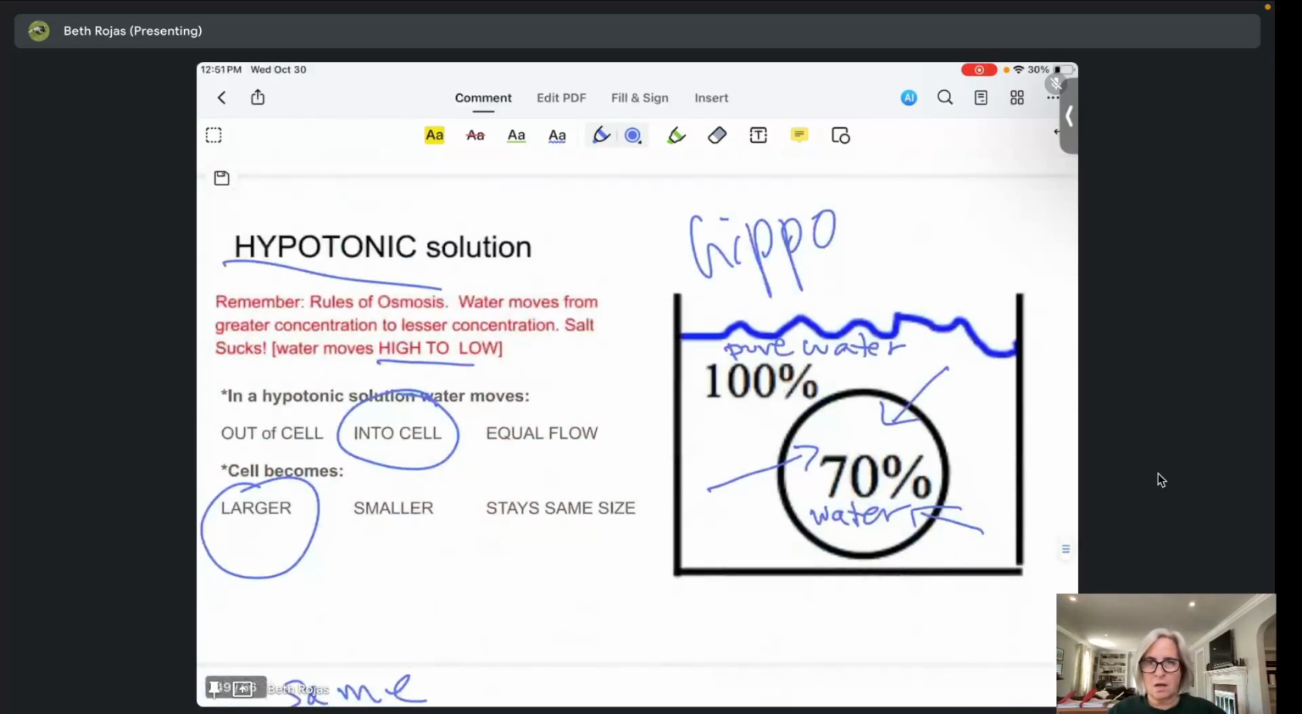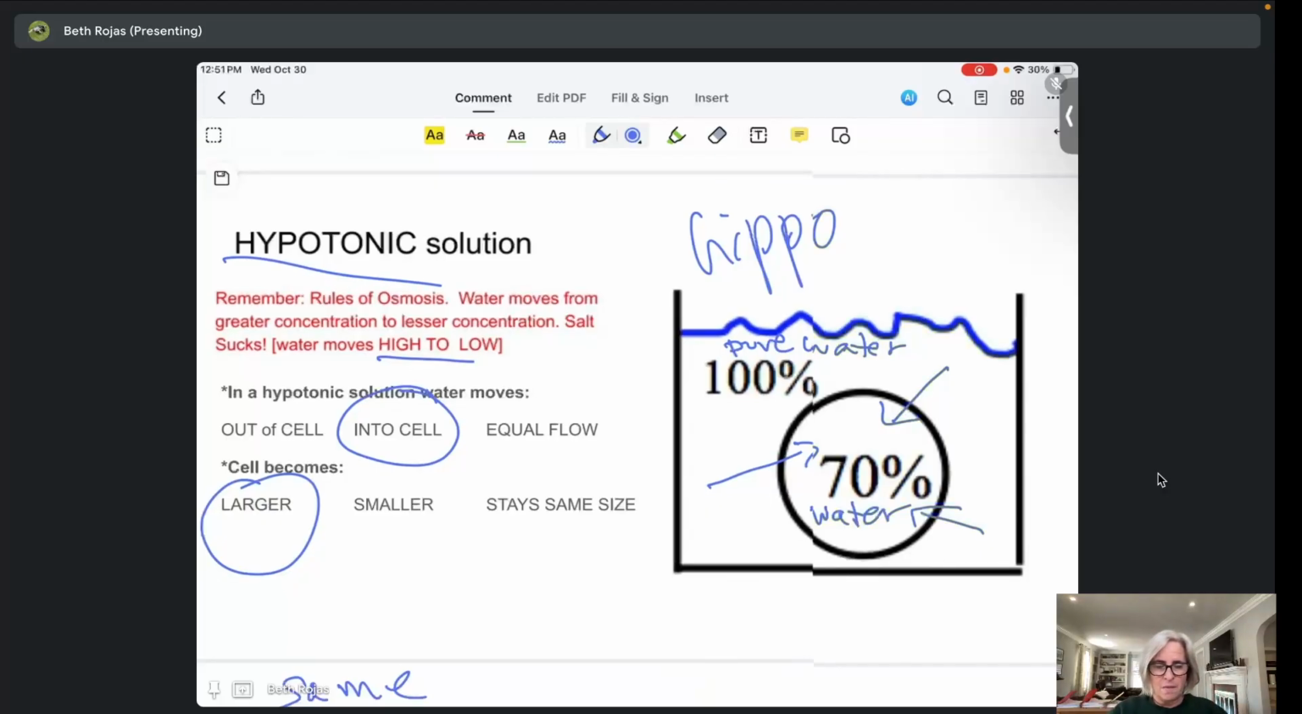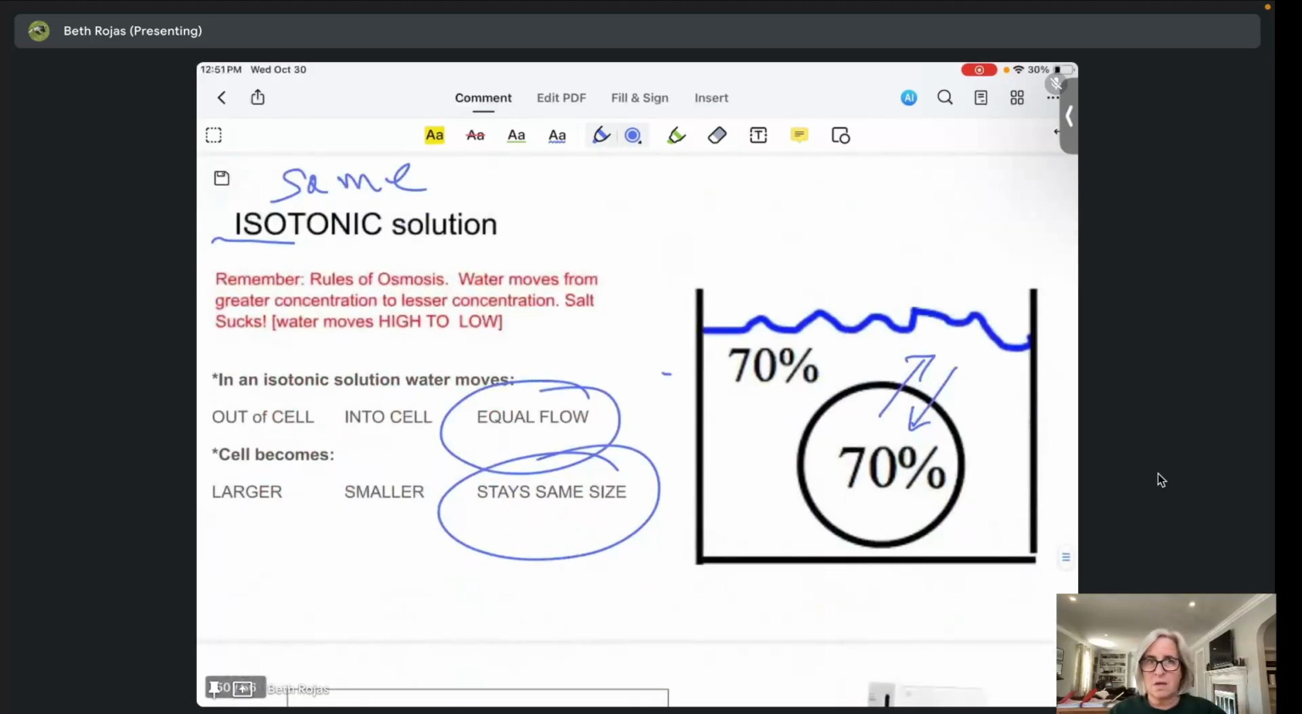In hypotonic, the water moves into the cell. There's 100% outside the cell and only 70 in. 70 is the normal number. Water is going to go in to the cell. Cell will get bigger.